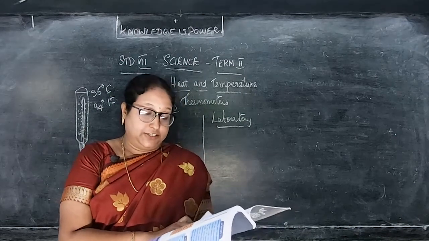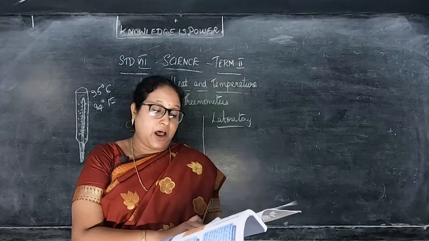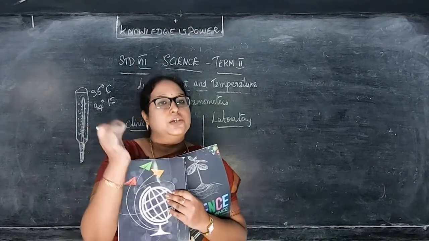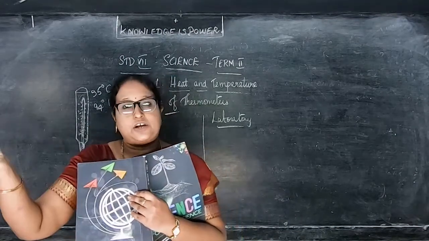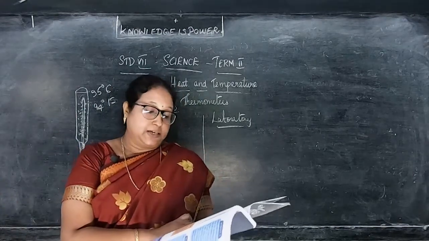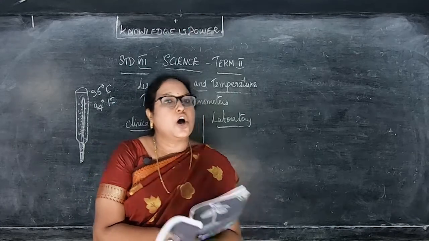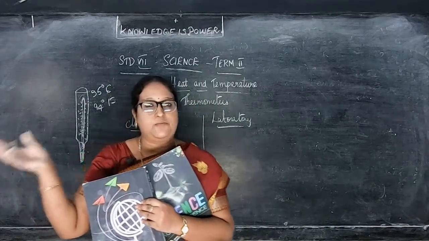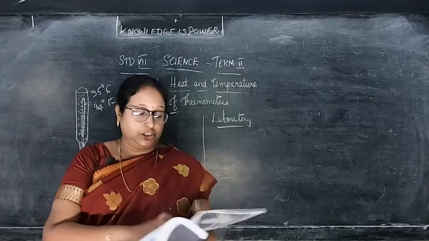Handle the thermometer with care. If it hits against some hard object, it may break. So, you have to use it carefully. If it hits another object or it falls down, it may break. Now, do not place the thermometer in a hot flame or in the hot sun. So, these are the precautions, children.